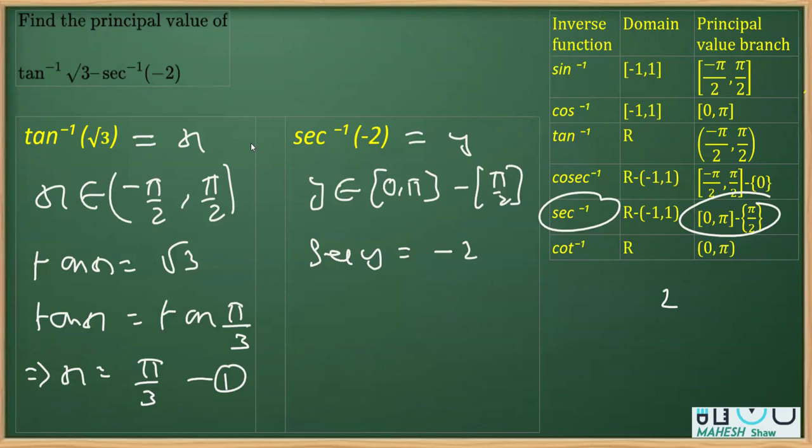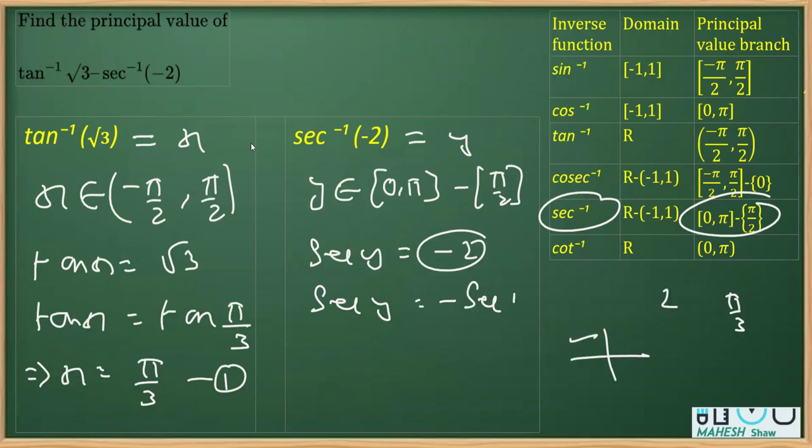And for 2, we know it is for sec 2, right? That is pi by 3. But we know that sec is negative in the second quadrant. So what should we do? We should write sec y is equal to, say, minus sec pi by 3.